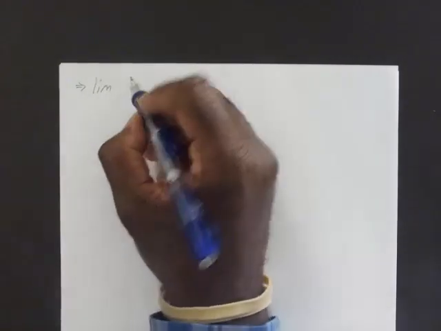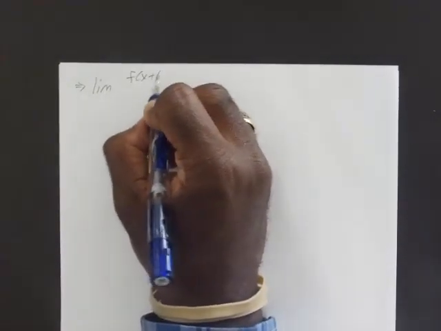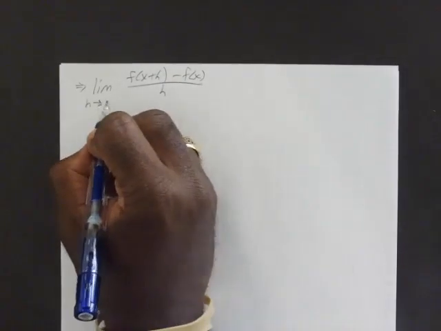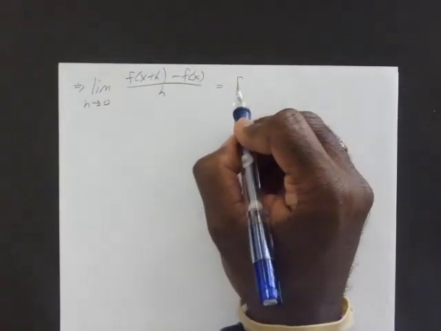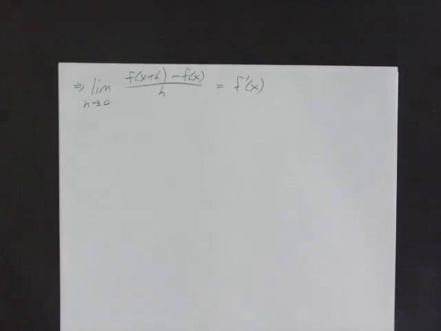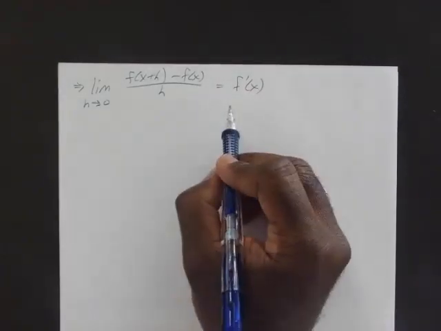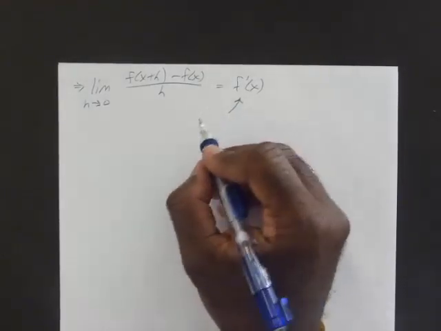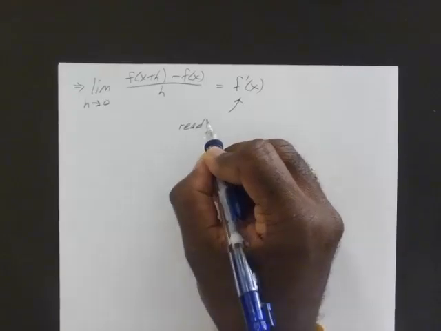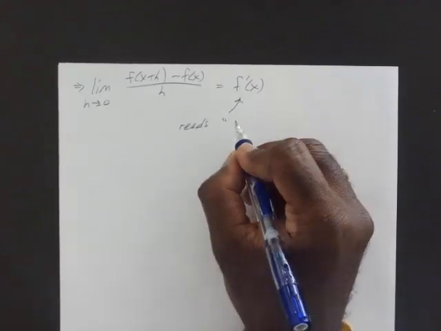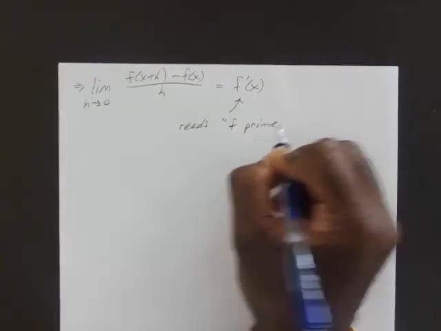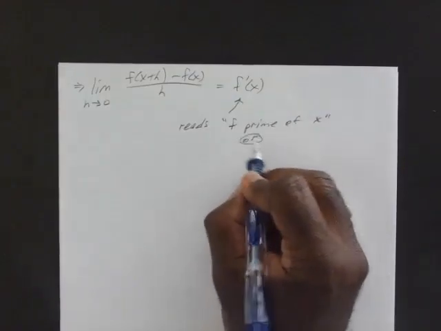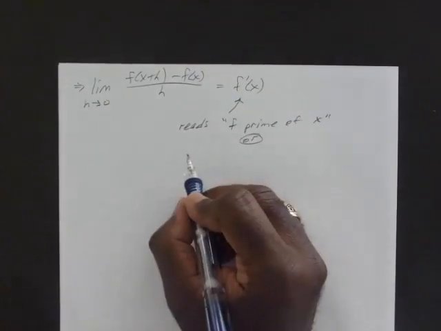Okay, so we know that our limit of f of x plus h minus f of x all over h, as h approaches 0, we just write that as our derivative. Now this just reads as f prime of x, or the derivative of f with respect to x.